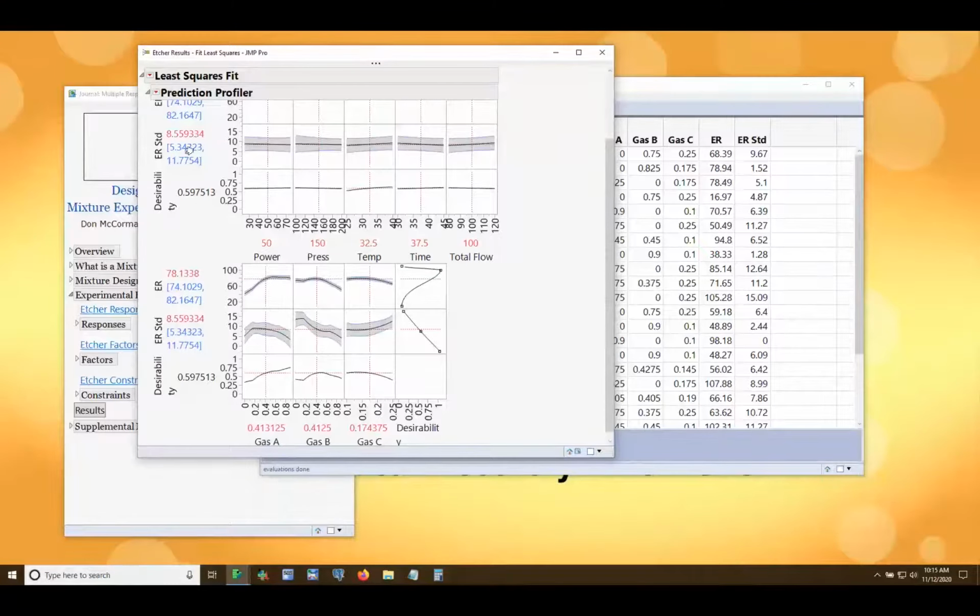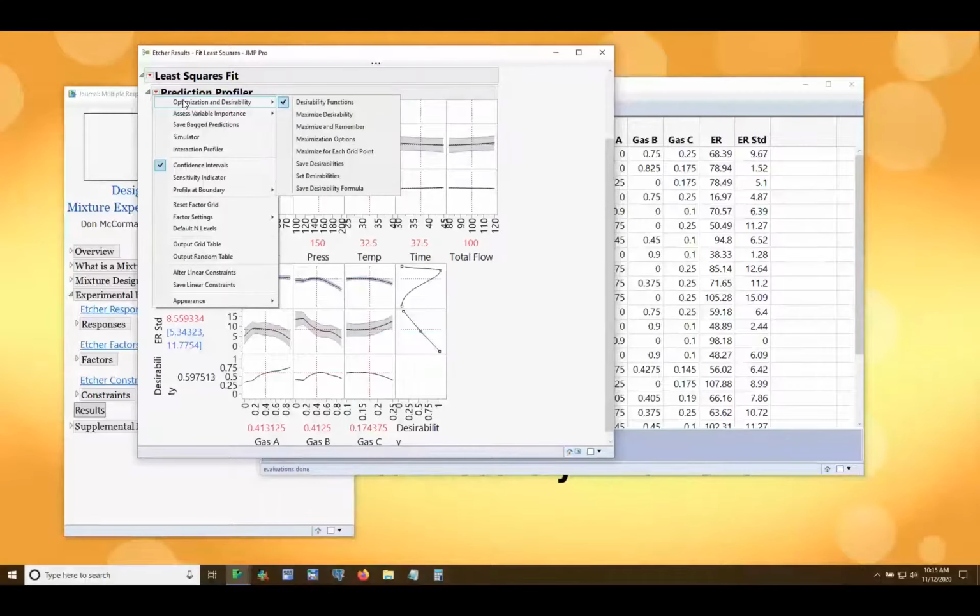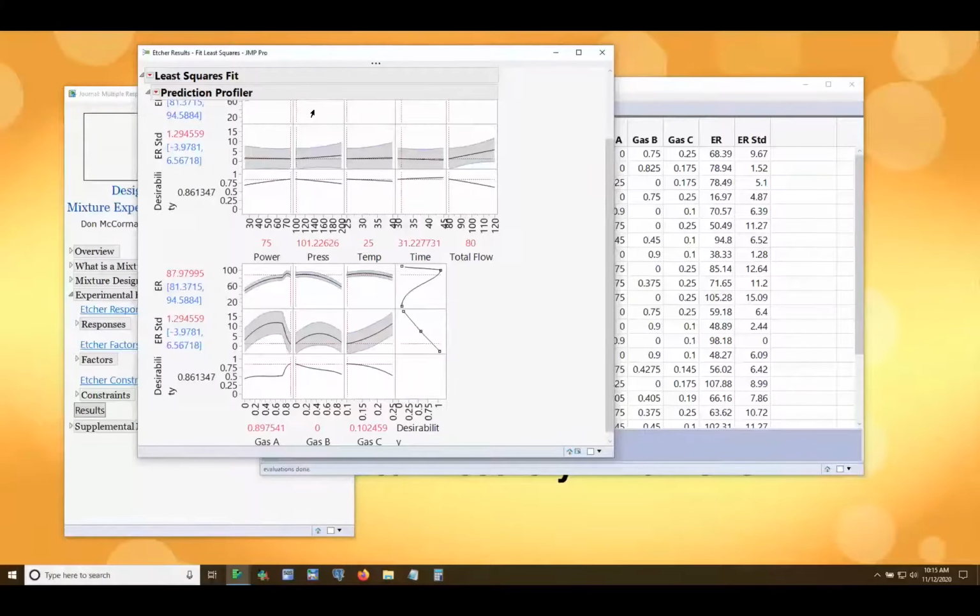Now to actually optimize, to get my optimal value, I need to go back into the hotspot, back to the optimization and desirability and tell JMP to optimize. Now, one of the things that you're going to notice is that there is a compromise. I have weighted both my etch rate and my etch rate standard deviation equally. Things like that can be controlled.